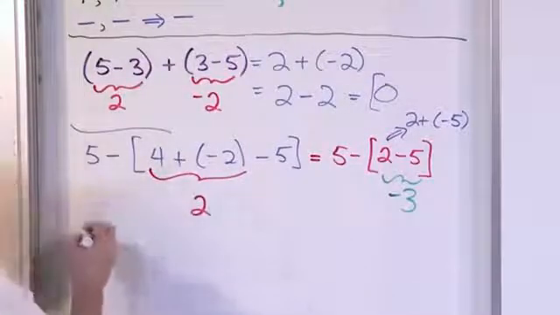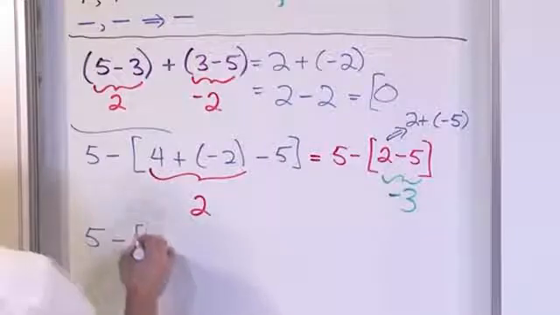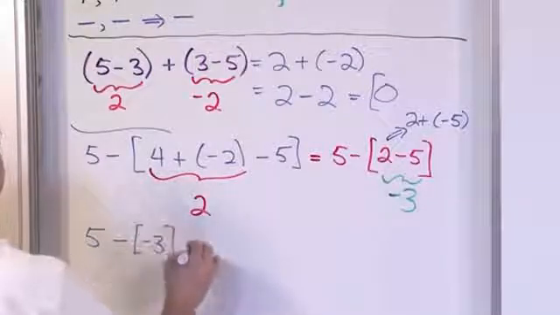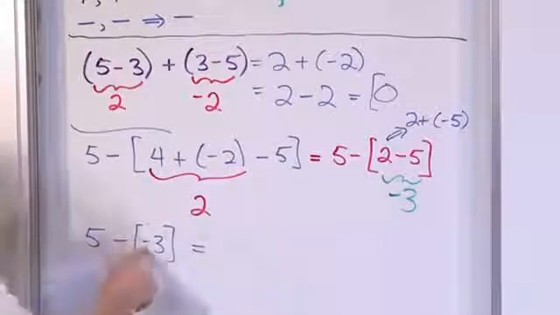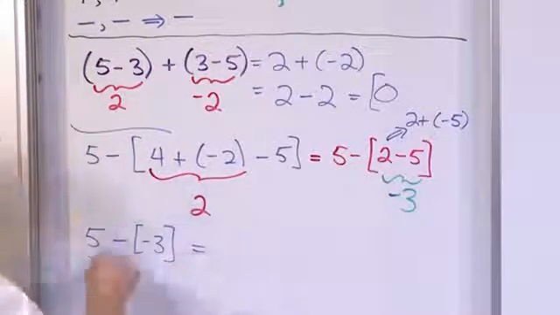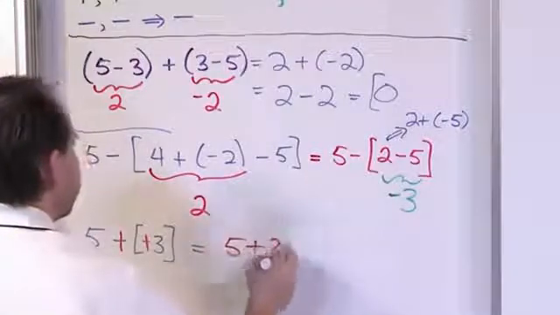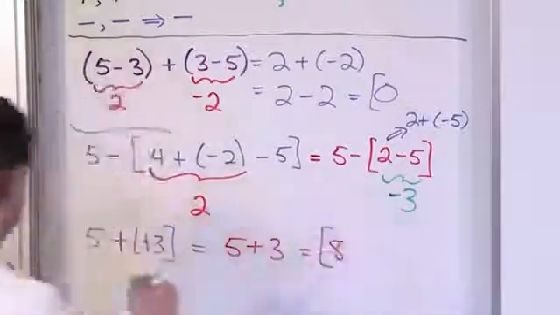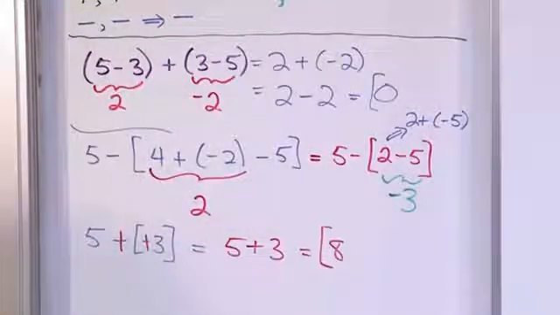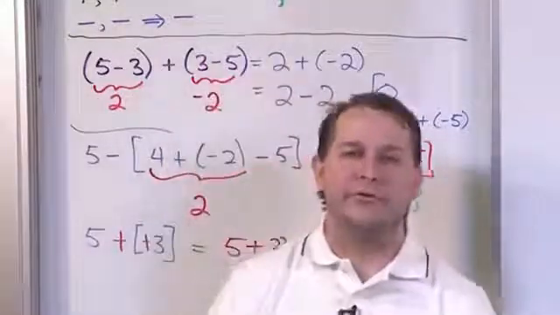So finally, I'm going to have 5 minus, and inside of this bracket, a negative 3. Now we invoke what we just learned a minute ago. We have subtracting a negative number, which is the same thing as adding the opposite. So what we have is 5 plus 3. Finally, 5 plus 3 is 8. And the final answer is 8. And that, ladies and gentlemen, is how you add and subtract real numbers in algebra.